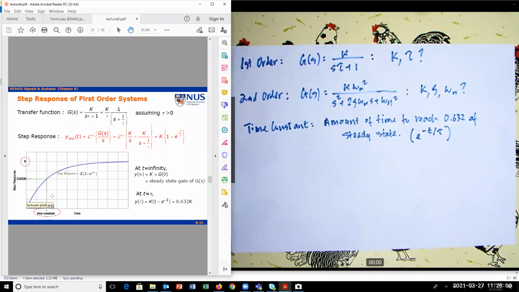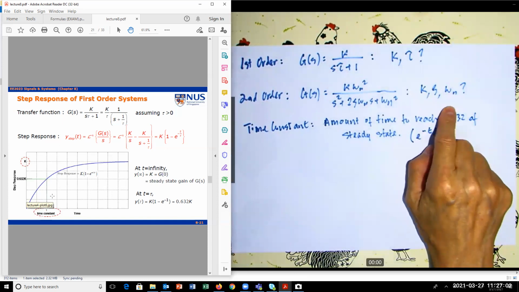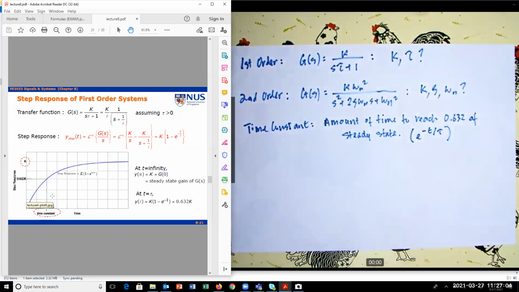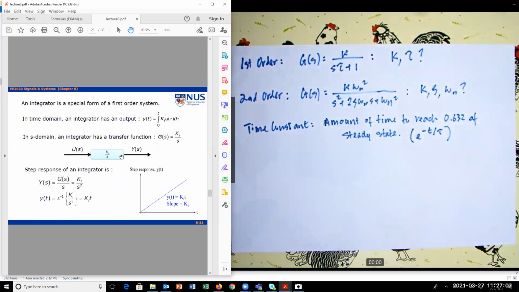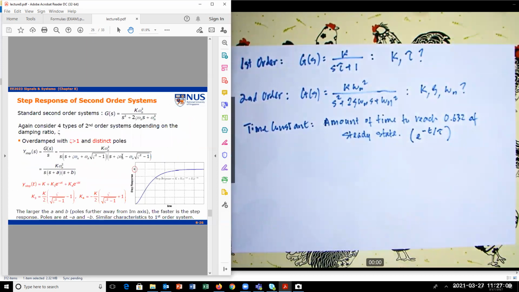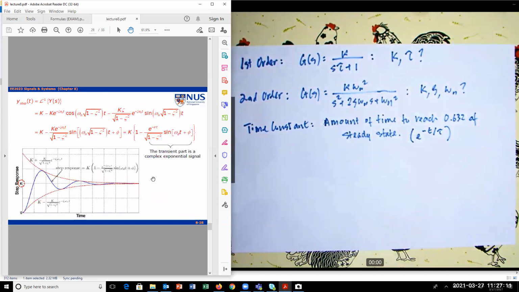So what about the second order system? Same thing, except that not all of them can be used. For the second order system, the one that allows us to identify K, zeta, and omega n is the case of underdamped. Okay, underdamped, if you look at it, it's like this.